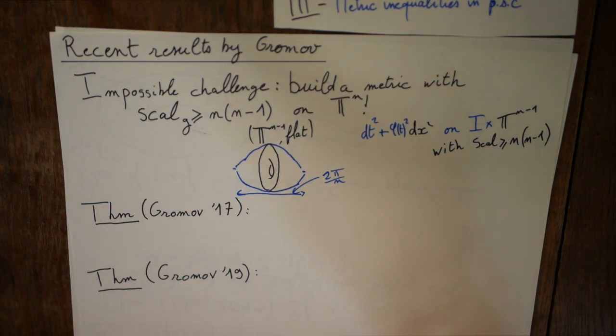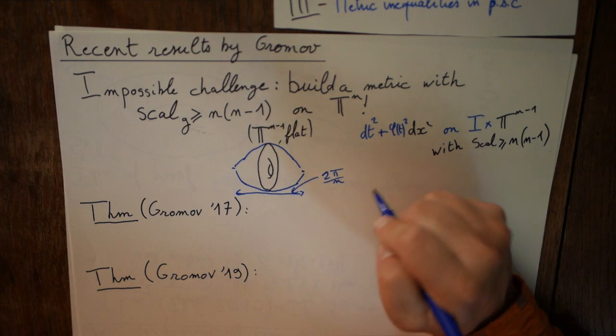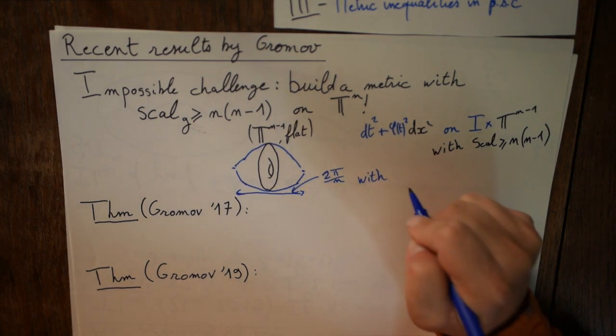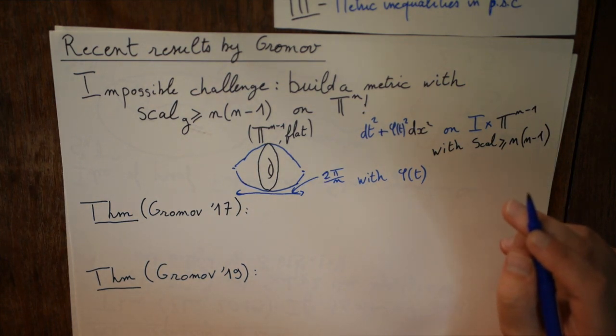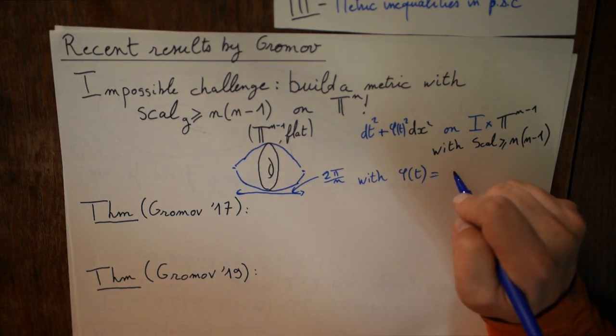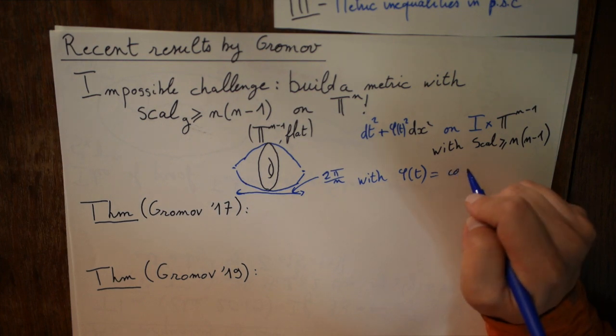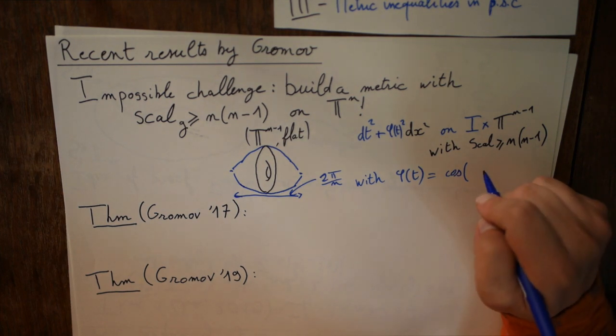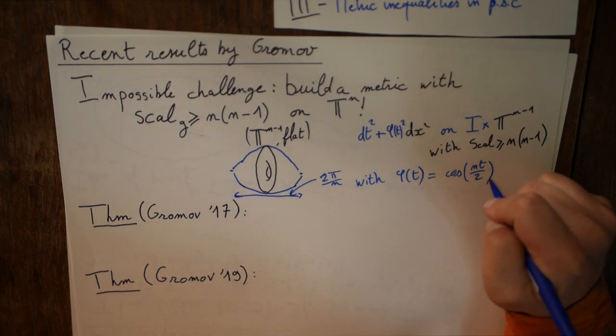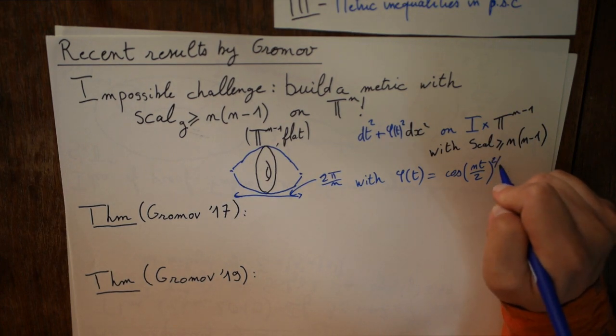Actually, I can even write for you the function you get, if you try to have exactly n minus 1 scalar curvature. This will be with phi of t equal to cosine of nt over 2, to the power 2 over n.